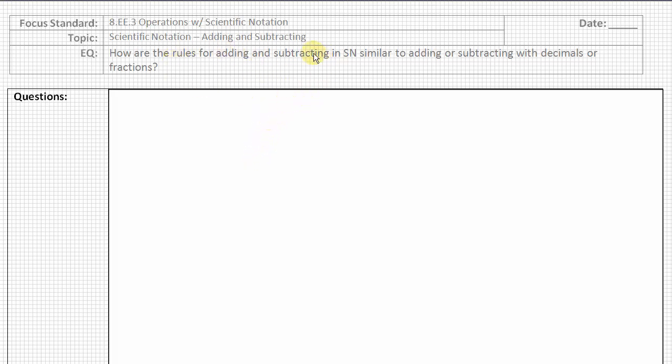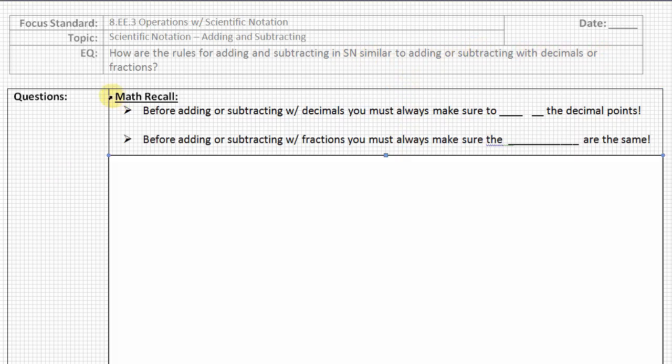So as our essential question shows us, we're going to compare adding and subtracting in scientific notation to adding and subtracting with decimals or fractions. So I want to start out today's lesson with a little bit of math recall about the rules for adding and subtracting with decimals and adding and subtracting with fractions. So go ahead and take a moment reading these sentences here and see how you would fill in the blanks.